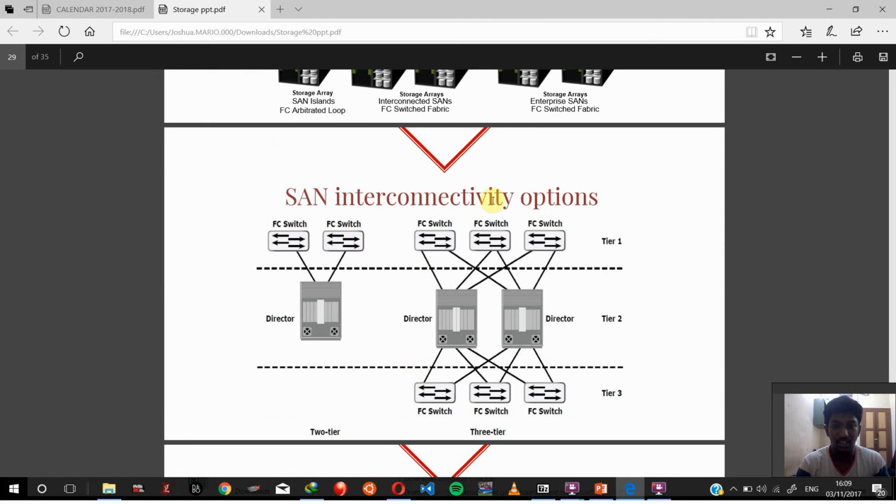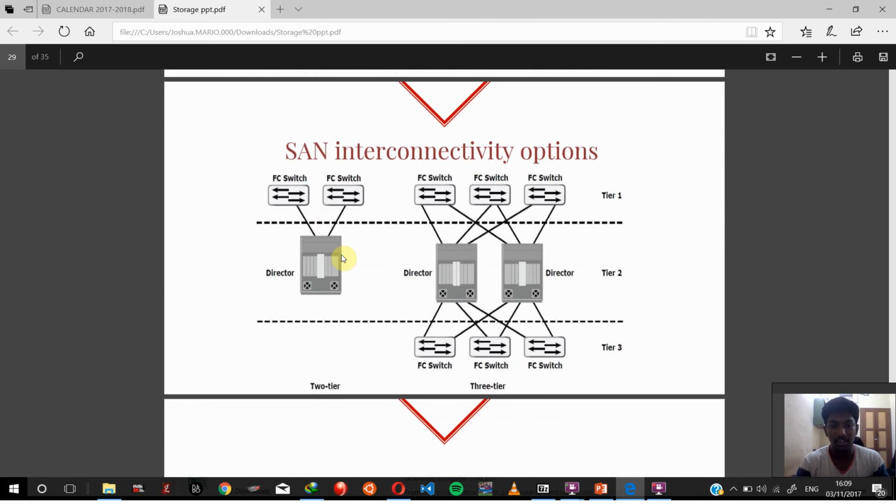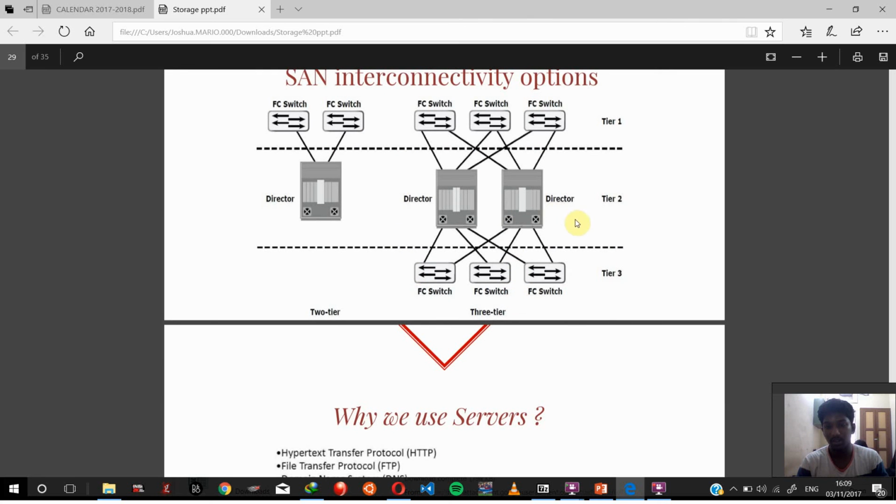Next we have the SAN interconnectivity options. SAN interconnectivity options provide connection between directors. First we have one director and various switches. Next we have two directors connected by many different switches.